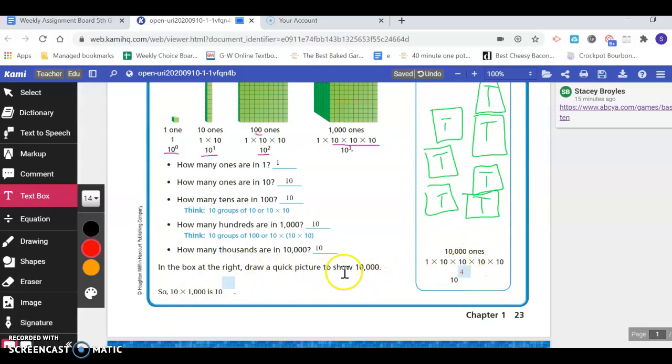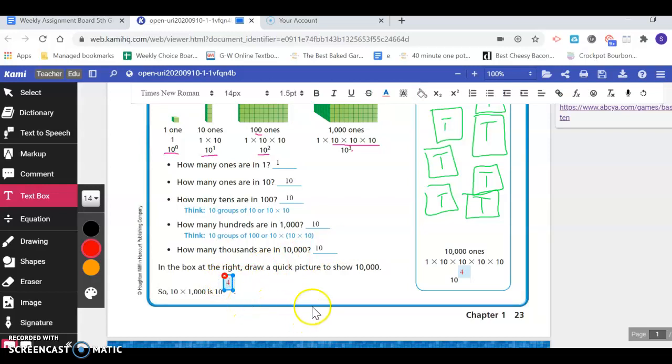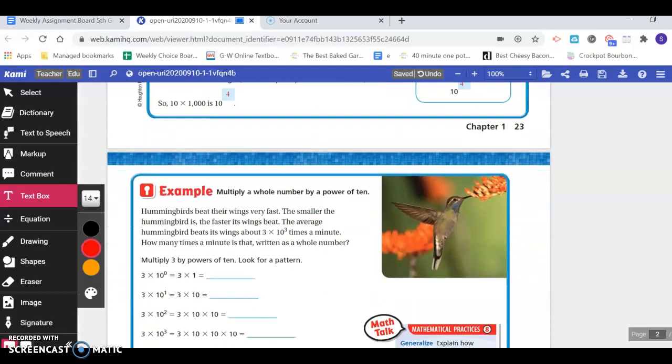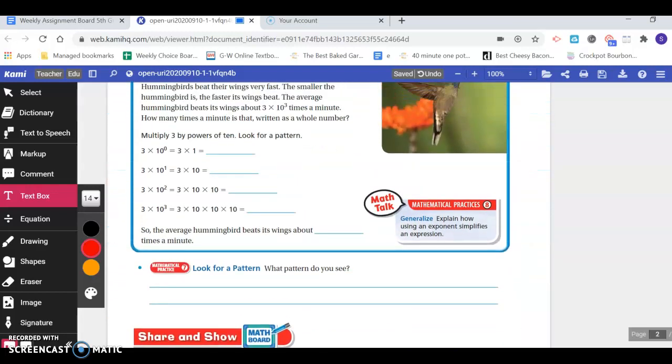Okay, and that would be 10,000, right? So 10 times 1,000 is 10,000. That's because this is 1,000, and I've just gone 10 times more than that to make 10,000. So this would also be 10 to the fourth power. Notice that in 10,000, I have 4 zeros, and here my exponent and my power of 10 is also a 4. All right, we're going to continue now.